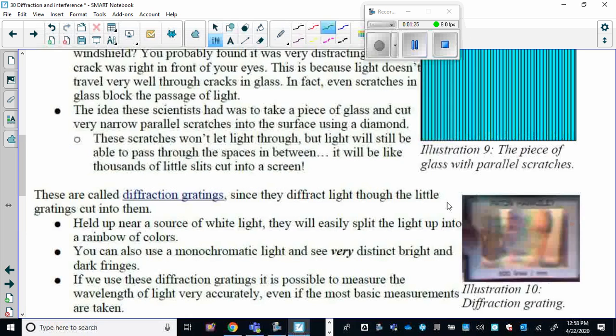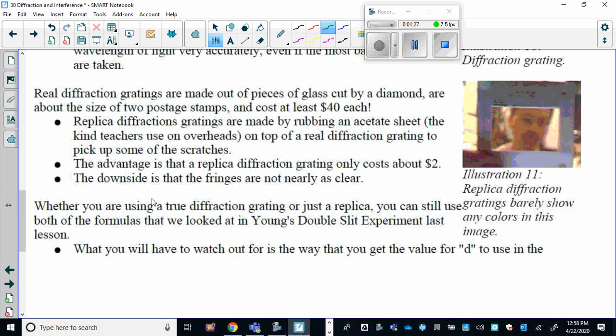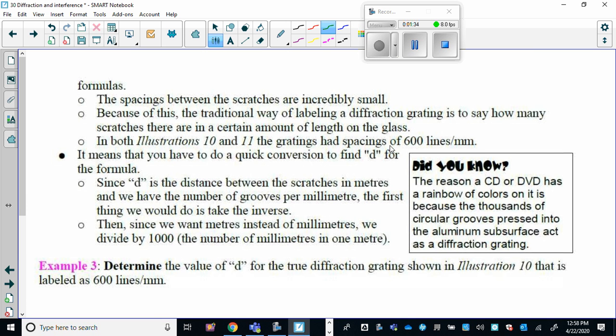So there's a picture of what it looks like, and it will just create a sharper image or sharper interference pattern. Usually these diffraction gratings are given in values like this: 600 lines per millimeter. So in 1 millimeter, you'll have 600 scratches that create the diffraction and then the interference. What you have to do for diffraction gratings is figure out what the d value is so that you can use it in the formulas you learned in the first part of this lesson.